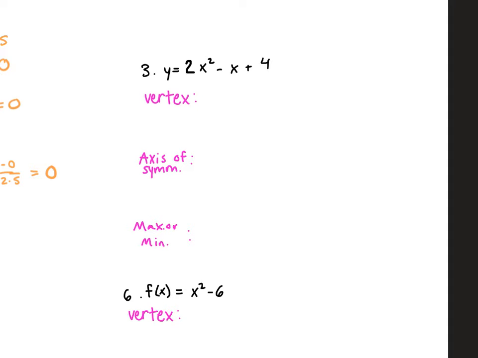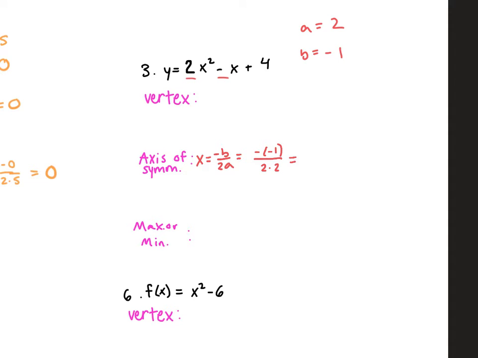So, where do we start? Axis of symmetry. And what's our formula for axis of symmetry? Negative b over 2a. What is our a and what is our b? 2 and negative 1. Awesome. Our a is 2, our b is negative 1. So we have negative negative 1 over 2 times 2.